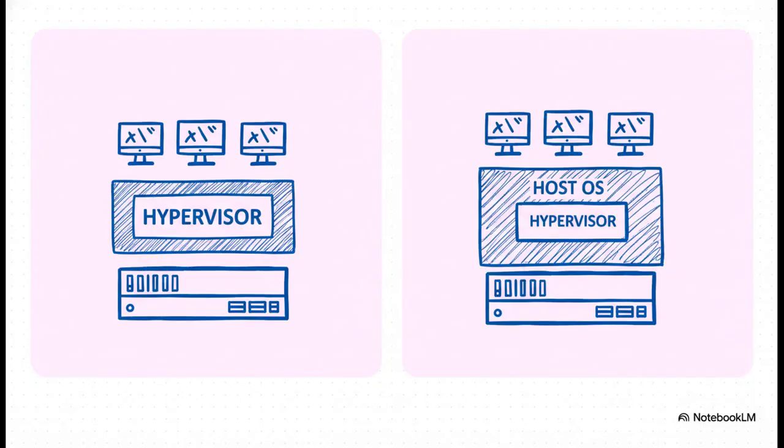Now, this slide is key because it shows the two ways you can do this. On the left, you've got a Type 1 or bare metal hypervisor. See how it sits right on top of the hardware? Now compare that to Type 2 on the right, which is really just an application that runs on a regular operating system. That direct access to the hardware is why Type 1 is so much faster and more secure, and it's why it is the standard for any serious production environment.